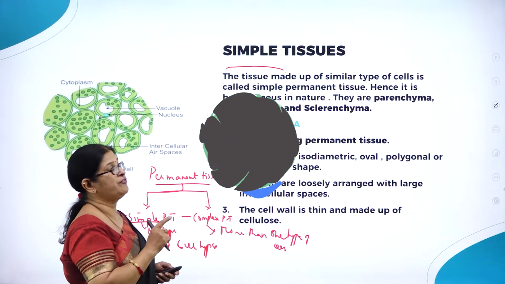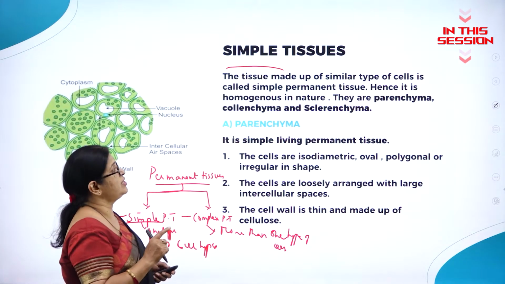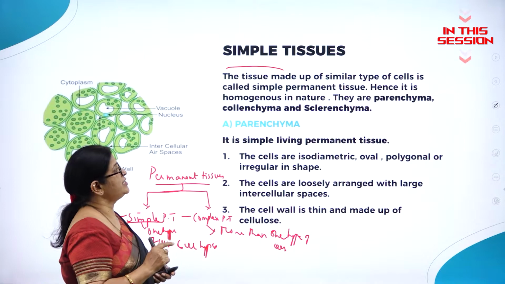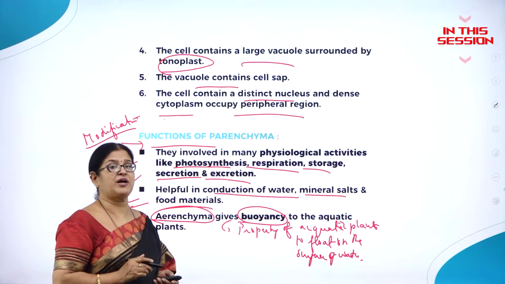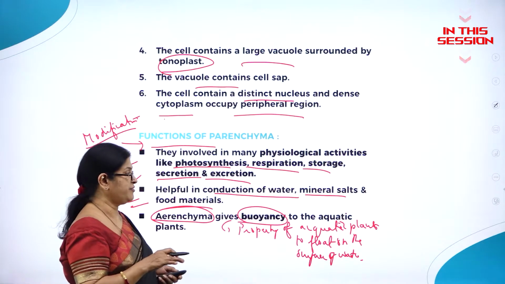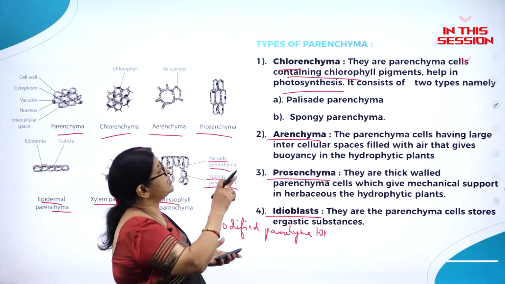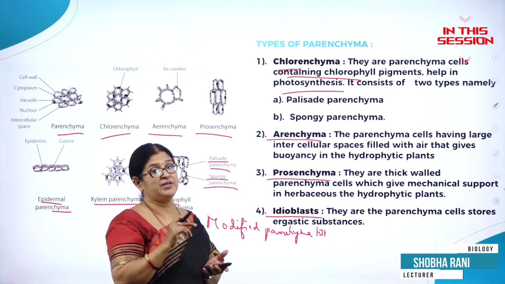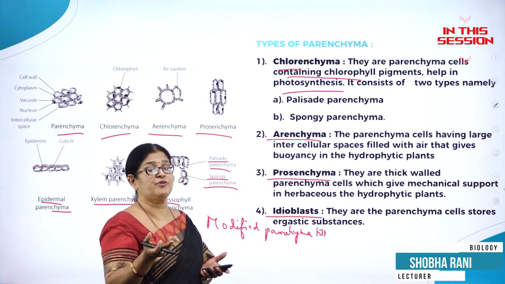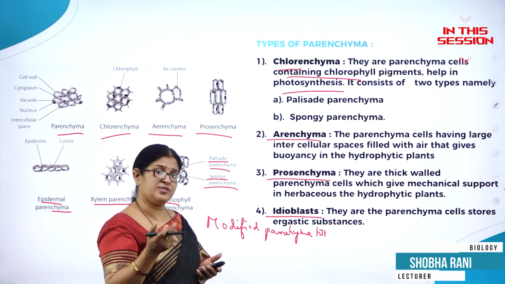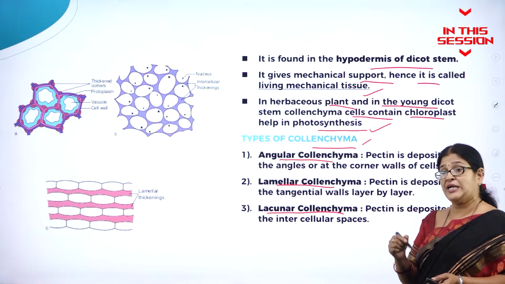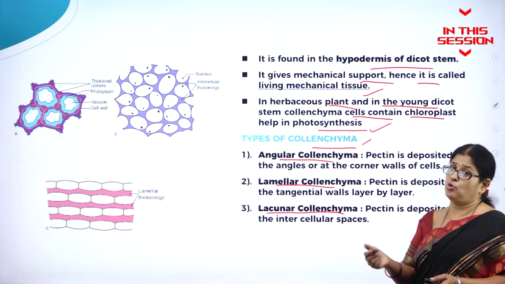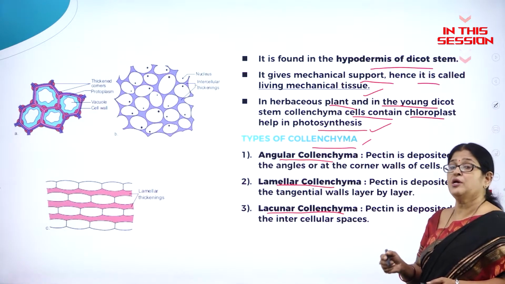The tissue made up of similar type of cells is called simple permanent tissue. Hence, it is homogeneous in nature. Buoyancy is nothing but the property of aquatic plants to float on the surface of the water. Parenchyma cells containing chlorophyll pigments help in photosynthesis. The very job of chlorophyll is what? To help in photosynthesis. What is cell wall deposition? That is deposition of an additional substance called pectin over cellulose and hemicellulose.